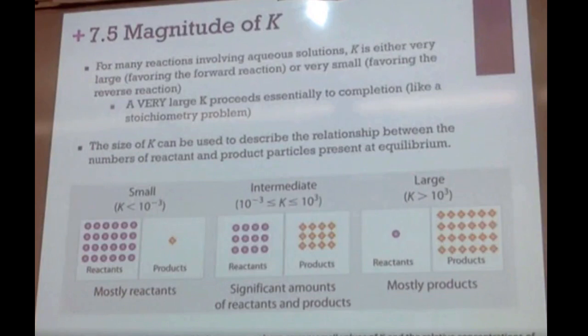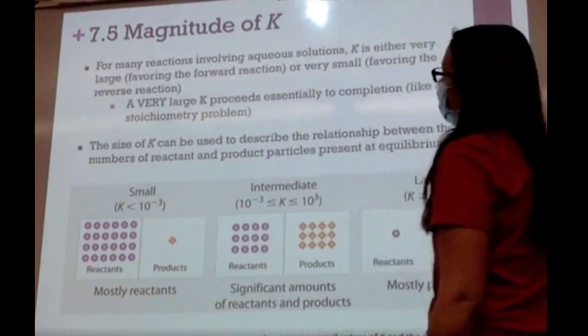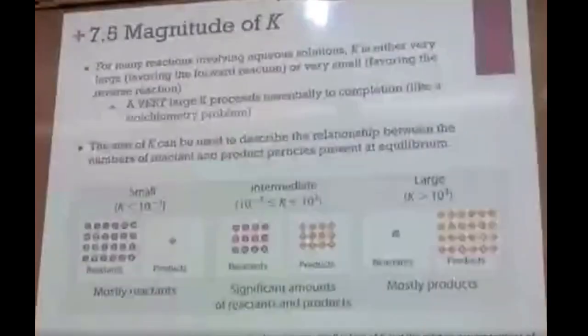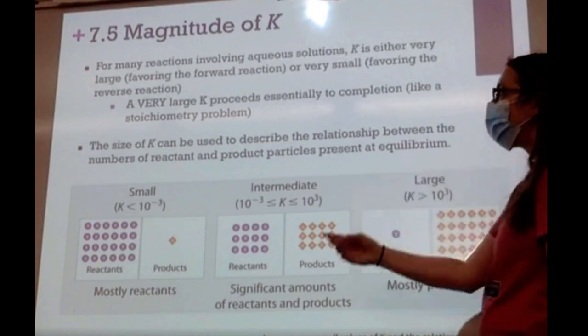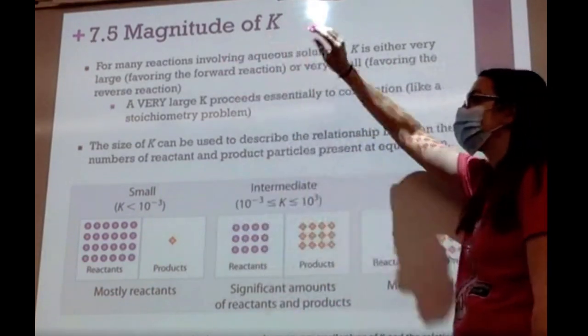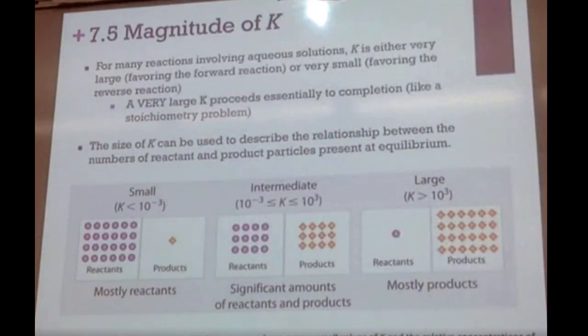Topic 5 focuses on the magnitude of K. Magnitude means the value. So if you see a question that says, what is the magnitude? It's asking for the value. So this looks at the magnitude of K. What does the size of K mean? Well, a lot of times we see K values being either very large or very small. If K is very large, think about the expression, products over reactants. If K is large, products are favored. Forward reaction is favored, reactants turning to products.